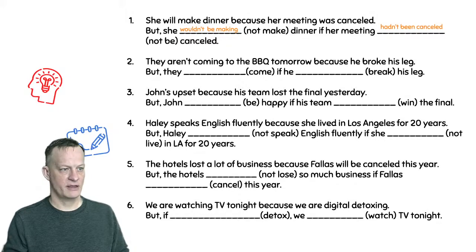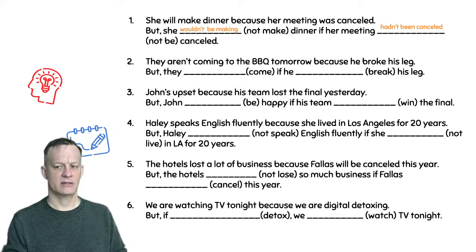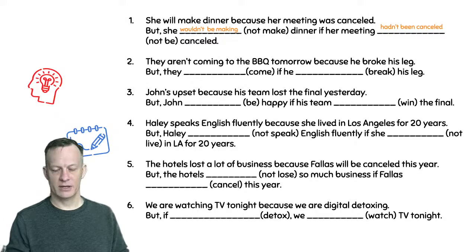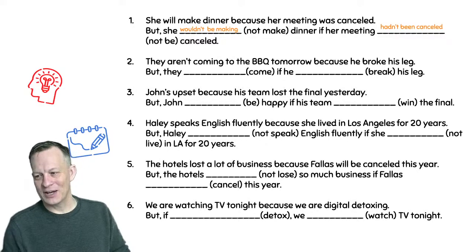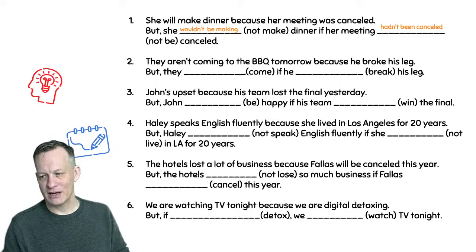So what do we think? Isabel says, but they would come if he had not broke his leg. Okay. Participle of break, Isabel. And how did we do the future? Santi says, but they would be coming if he hadn't had broken his leg. Almost, Santi. They would have come to the barbecue if he had not broken his leg.